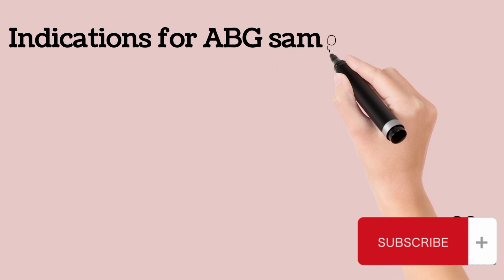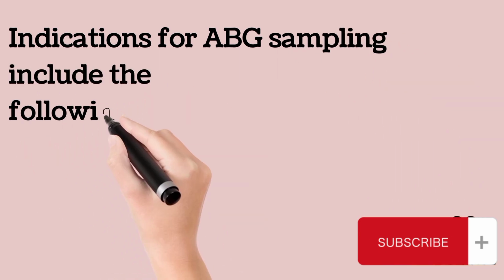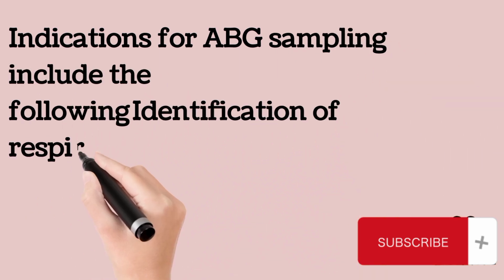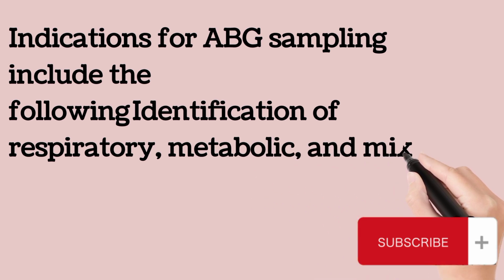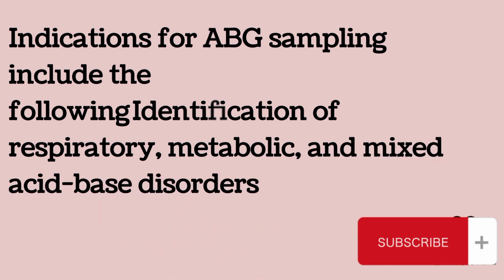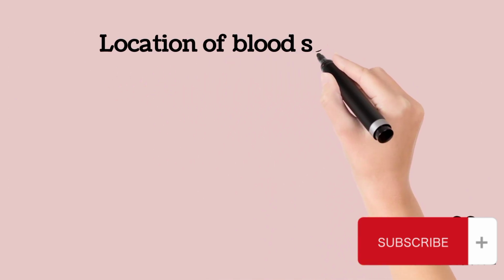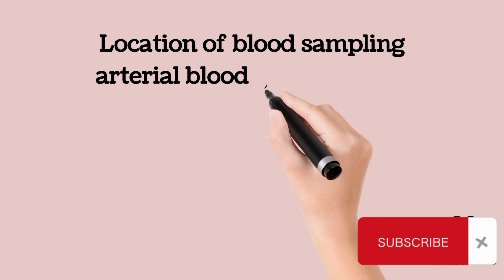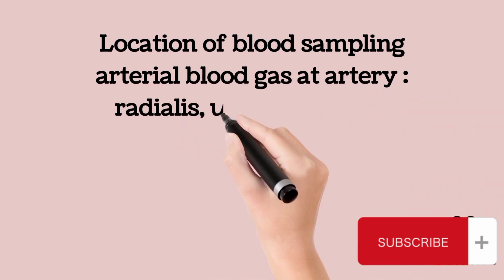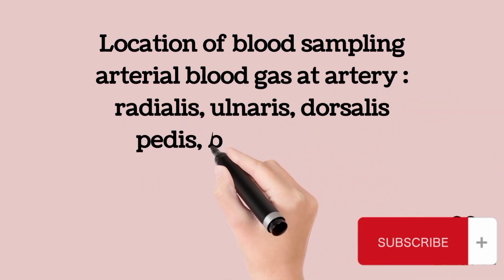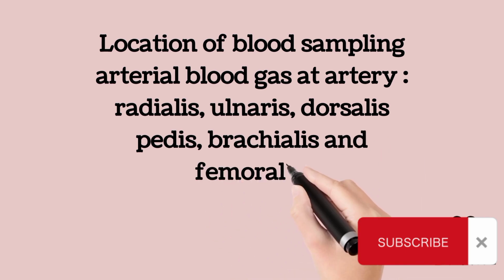Indications for ABG sampling include the identification of respiratory, metabolic, and mixed acid-base disorders. Location of blood sampling for arterial blood gases: the radialis, ulnaris, dorsalis pedis, and femoralis arteries.